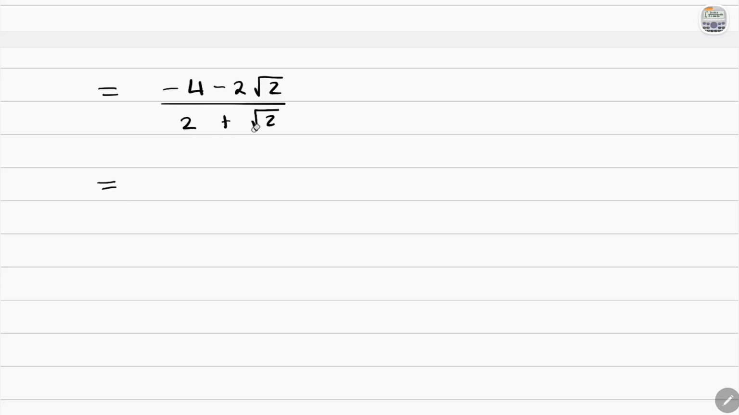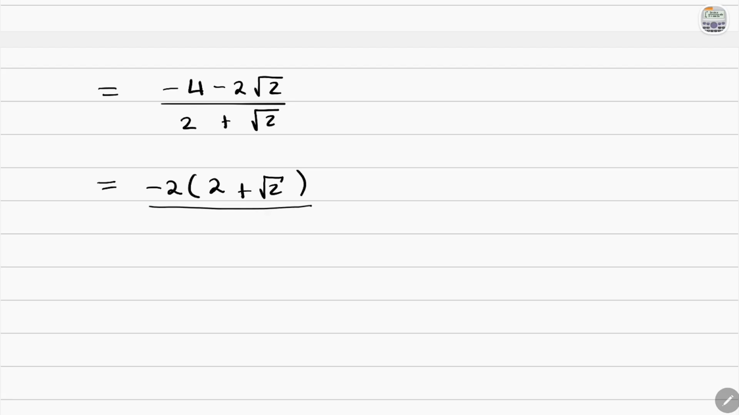If all of these are positive, then we're just going to take out a common factor of what is common in the first term and the second term. That is negative 2. Don't take out positive, because then what's in the bracket will be negative. So negative 2 comes out, and what are you left with in the first term? Negative 4 divided by negative 2 is positive 2. What are you left with in this term? Negative 2 root 2 divided by negative 2 is positive square root 2.